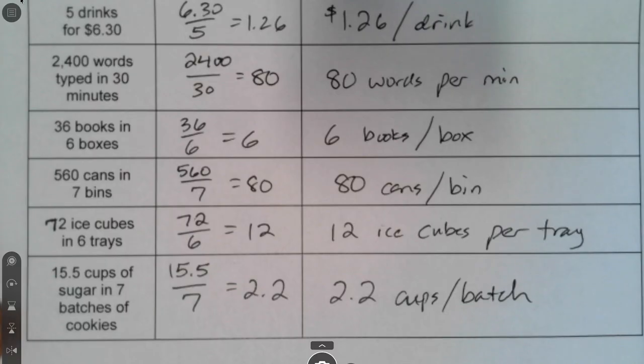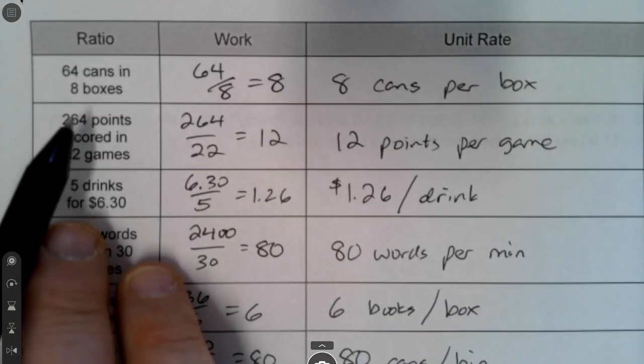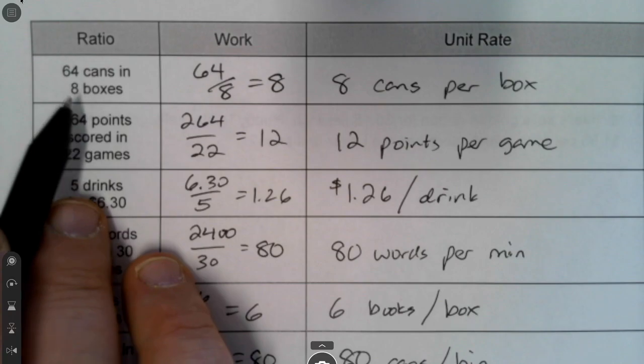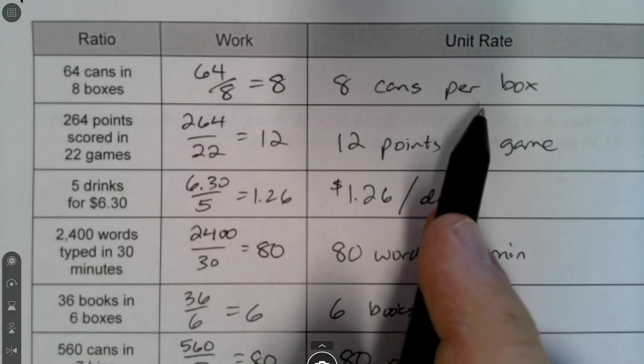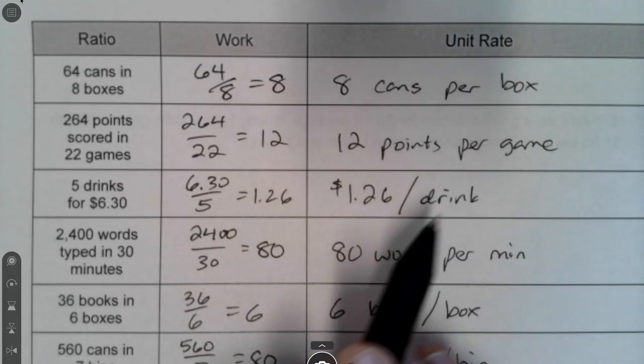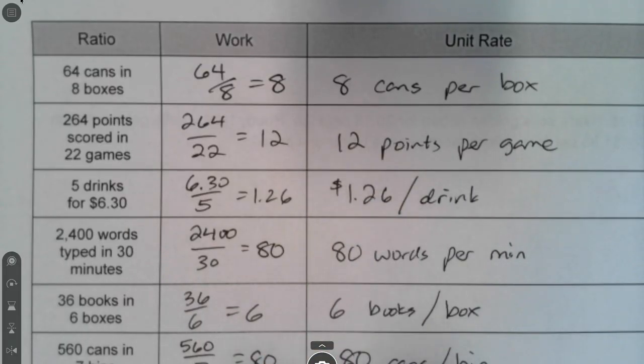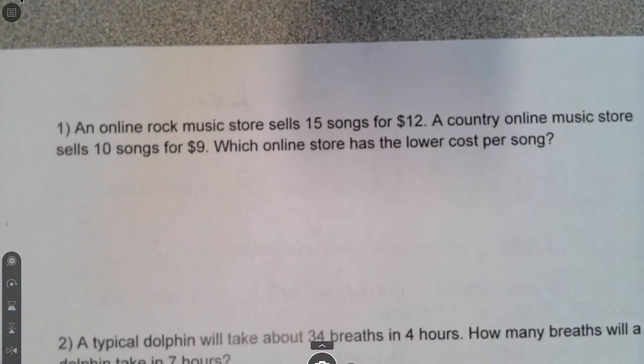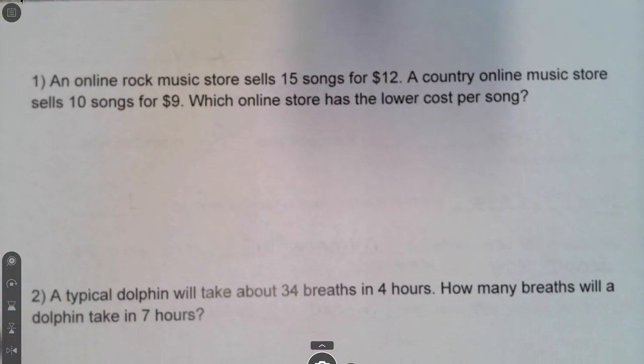So that's how we find the unit rate. Notice every time we went from the bottom being a number that wasn't 1 to the bottom being 1, because that's 8 cans in 1 box, 12 points in 1 game, $1.26 for 1 drink, and so on. Now, there's some other ways we can use this, as you'll see here on the back.